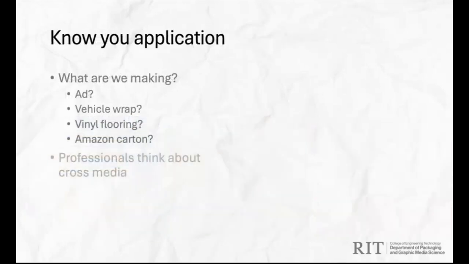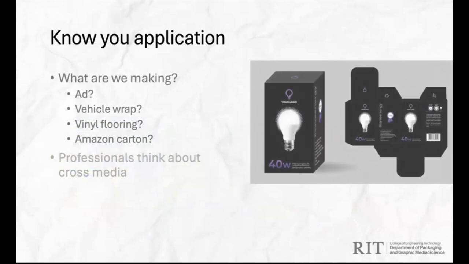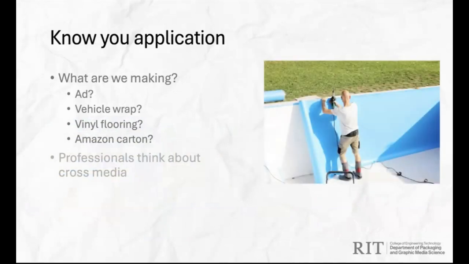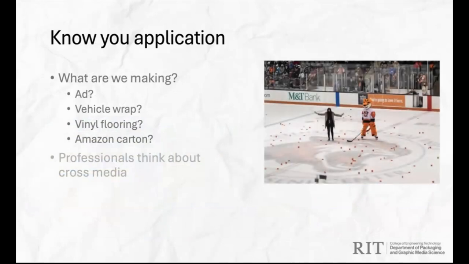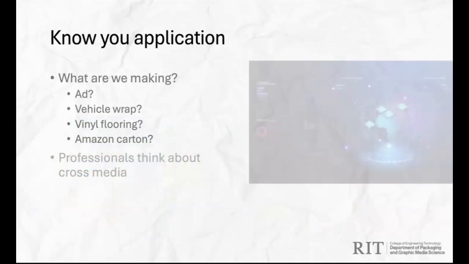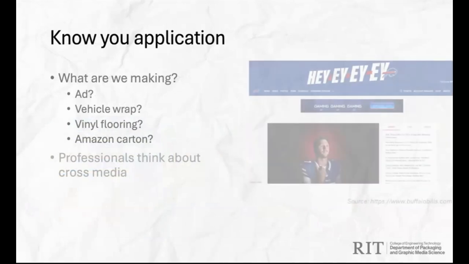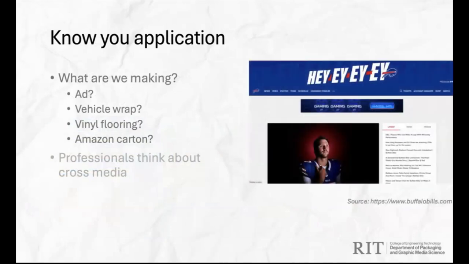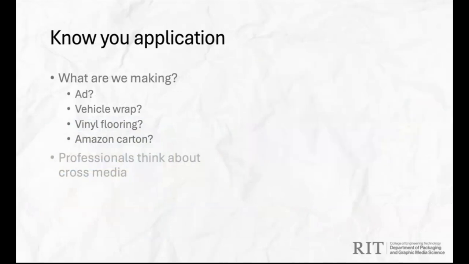There's one additional part of relevance, and that is knowing the output or application. What are we making? We may be making something physical like a carton, a window cling, a pool liner, a vehicle wrap, or a logo on a hockey rink. Or it may be digital like a video game, app graphics, or professional football website. In many cases, the graphic assets we make are used in cross-media applications.